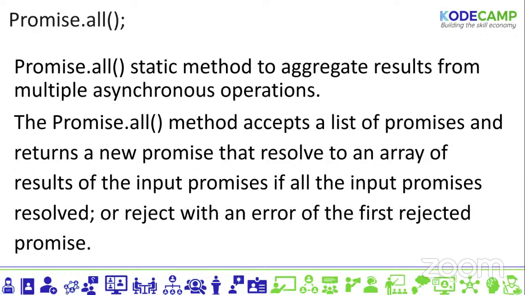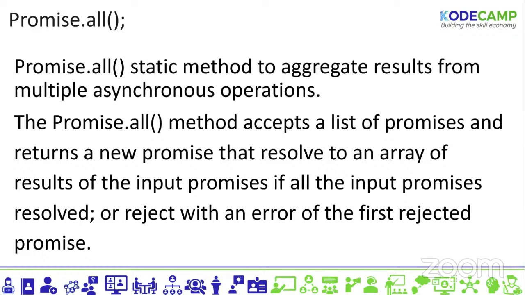So this means that when you're using promise.all, if all the promises resolve, then you will get the result as an array for each and every promise you pass to promise.all. But if one of the promises fails, then you will get an error with the first rejection.